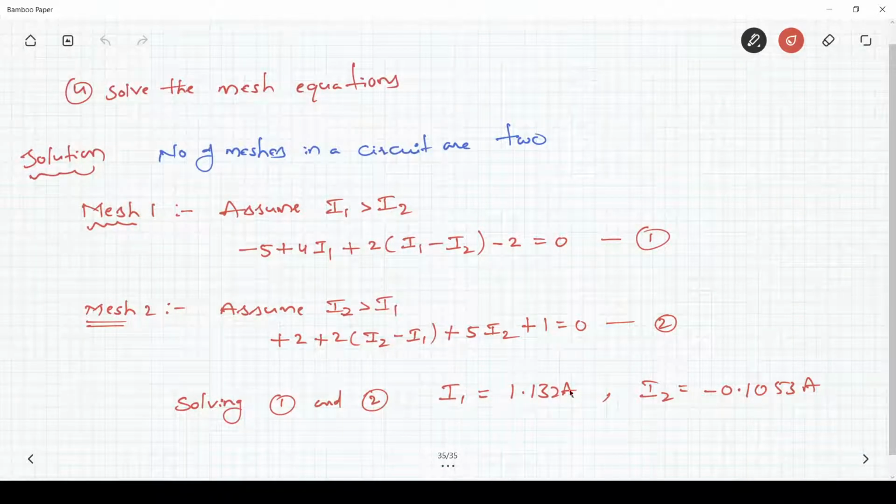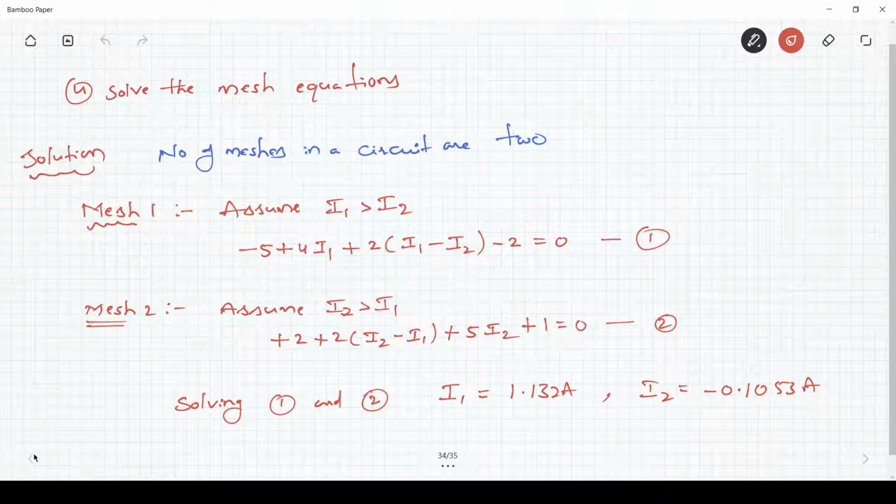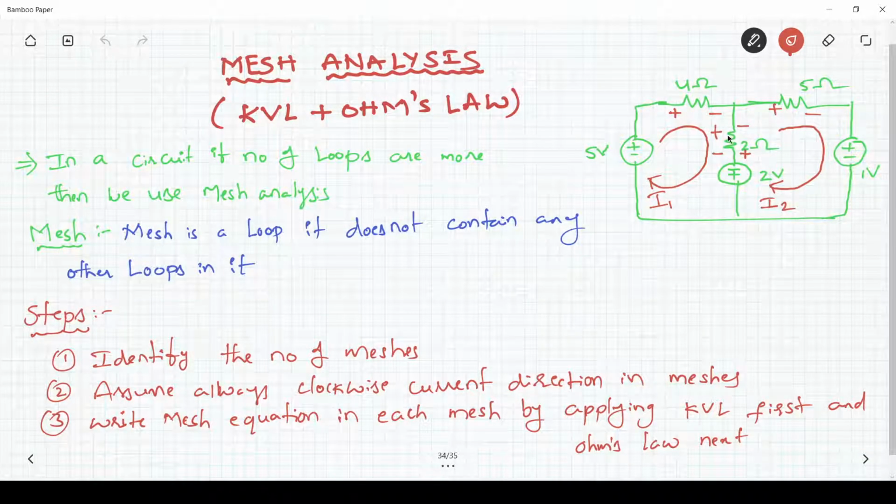Since you know the currents I1 and I2, you can determine the current through any element or the voltage across any element by using Ohm's law.